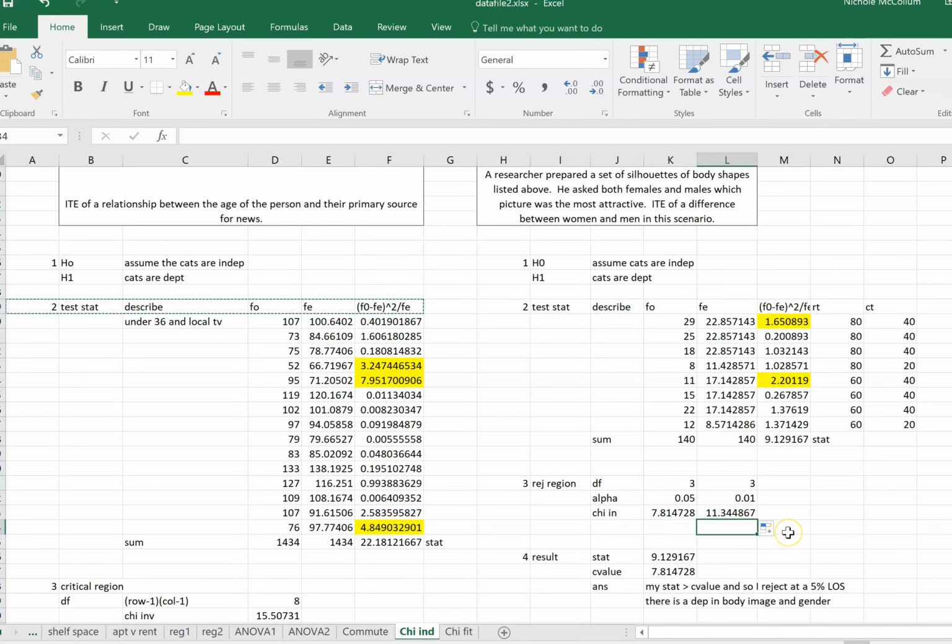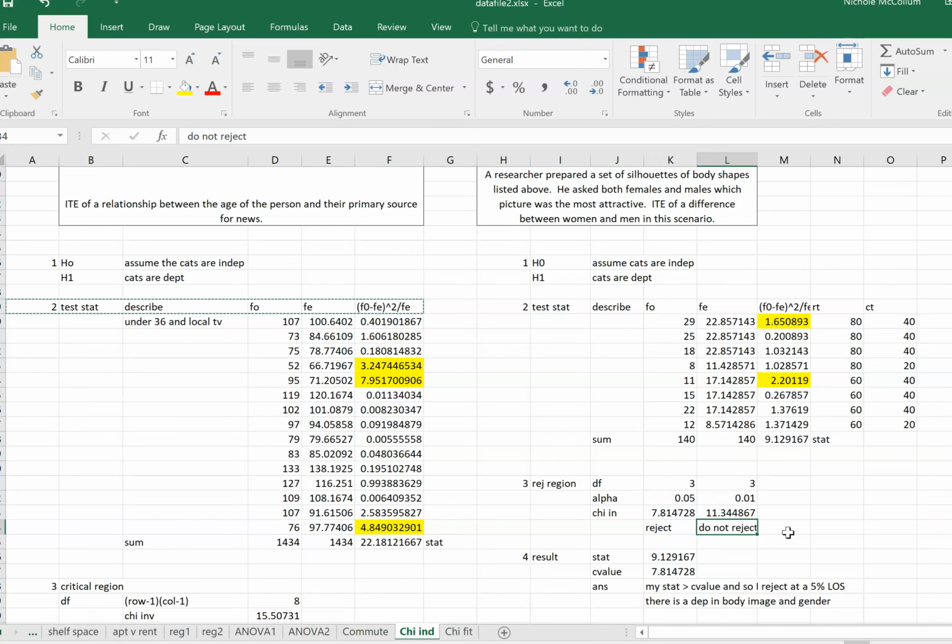If I change my alpha, I go from reject to do not reject. That's important in theory, is I go from reject H0 to do not reject based on that alpha change. That's an important thing to discuss when you're looking at your research. At a 5% level of significance, we definitely do reject. At a 1% level of significance, we do not reject. So alpha is sensitive, all right? My data is sensitive to alpha. So we got to be careful of that.